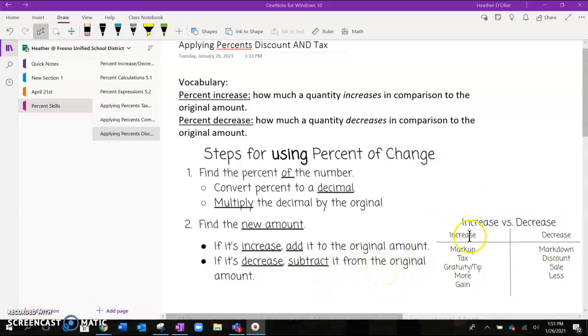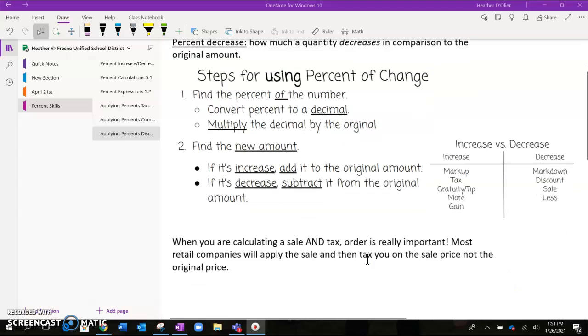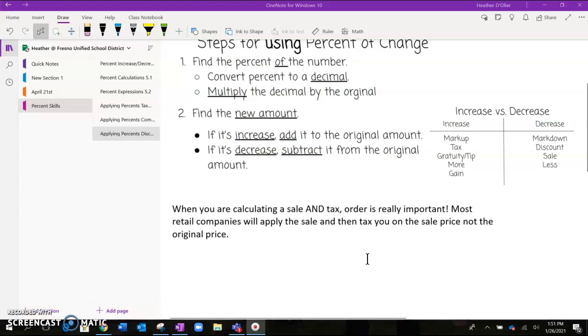So if you look over here, tax is an increase. However, a discount, a sale, that's a decrease. So we're going to have a decrease and an increase that we have to do. But there's one more really important piece. When you're calculating a sale and tax, the order is really important. Most retail companies will apply the sale and then the tax. And then tax you on the sale price, not the original price, which is very nice of them because that means you're getting taxed at a lower rate as opposed to a much higher one.